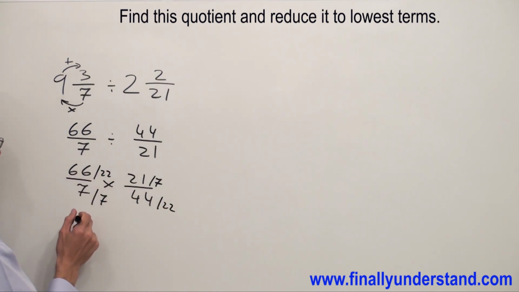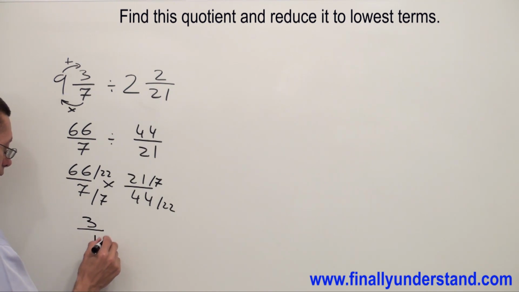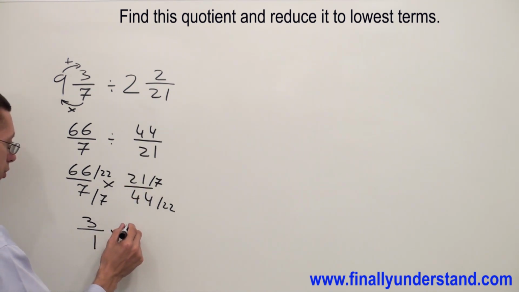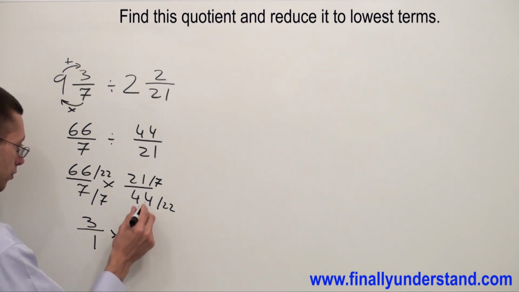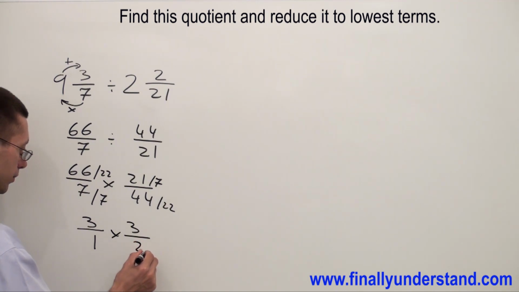66 divided by 22 is equal to 3. 7 divided by 7 is 1. Times 21 divided by 7 is 3. Over 44 divided by 22 is 2.